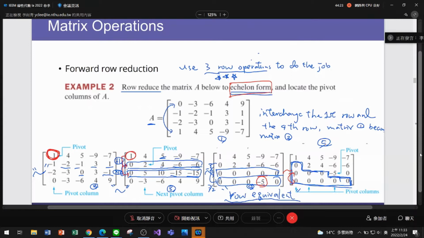So this is called pivot. This guy is very important, the first pivot. Without this number, we are unable to cancel out the values into 0. So this is one pivot. And then the next important value is this one.